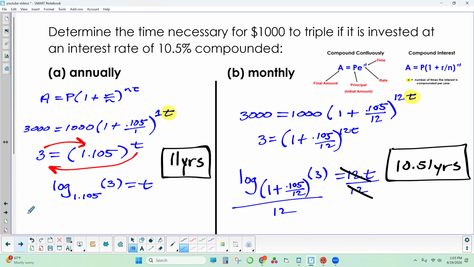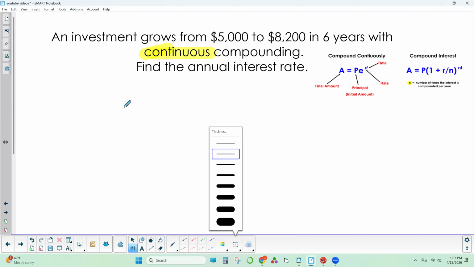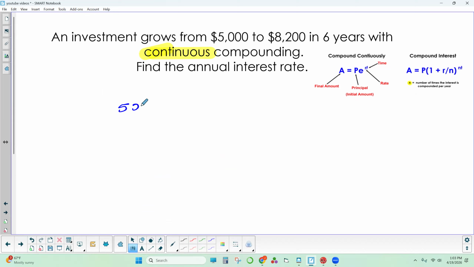Okay, so let's look at our last example. And this says an investment grows from 5,000 to 8,200 in 6 years with continuous compounding. Find the annual interest rate. So there's the word continuous again. Okay, so we are going to use compound continuously. And we've got an initial investment of 5,000 and it grows to 8,200.